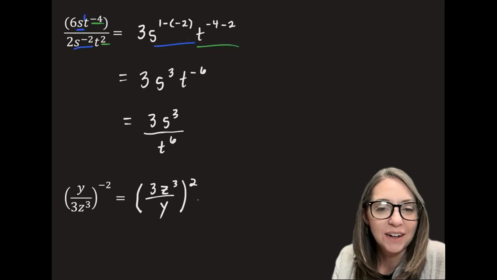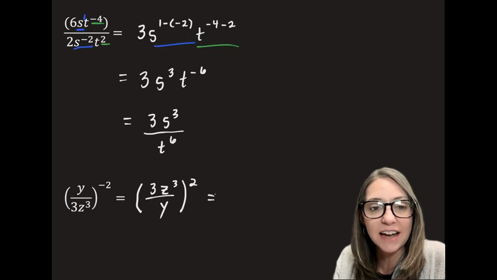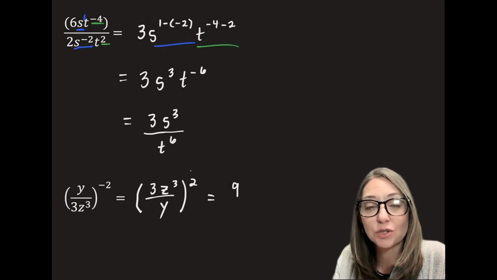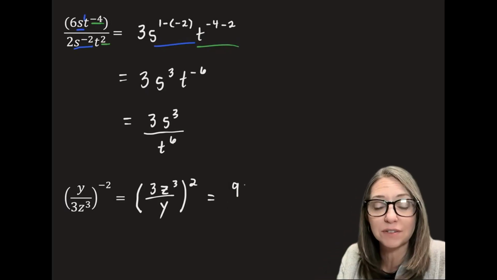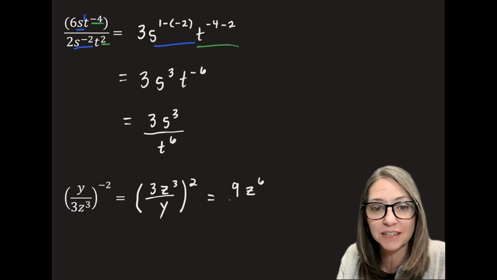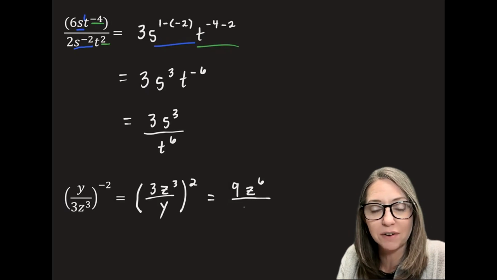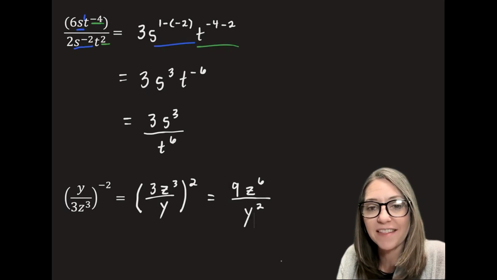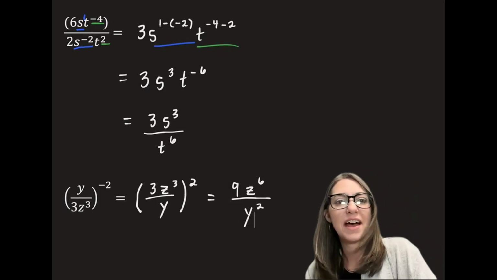I like that one. All right, then we're going to square everything inside. So 3 squared is 9. Z cubed squared, we would multiply those exponents, so that will become z to the 6th all over, square the denominator also, y squared, and that is it for exponents.